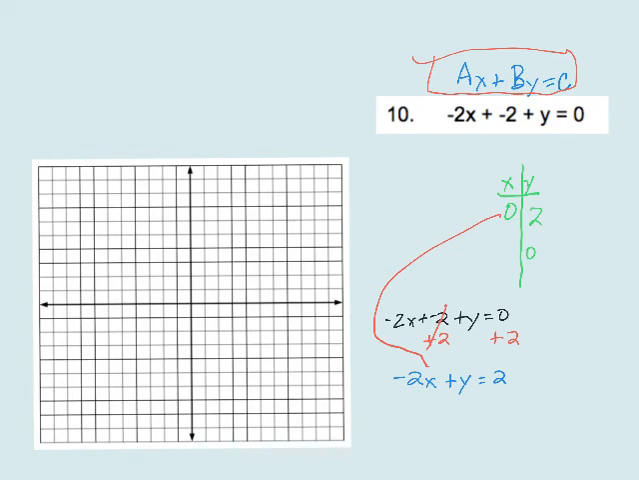Then I'll take and put a 0 in for y. And that makes that y go away because it's 0. And negative 2 times something is 2. That must be a negative 1.